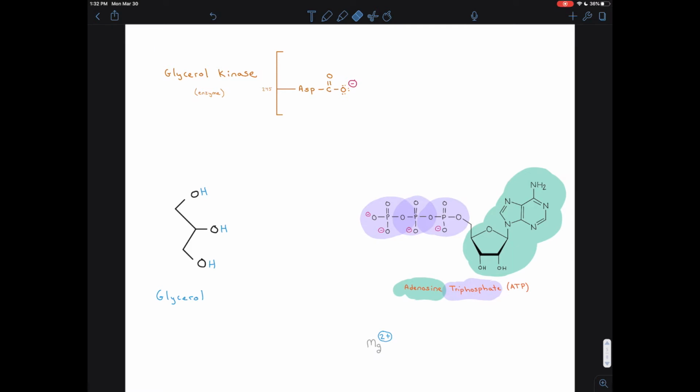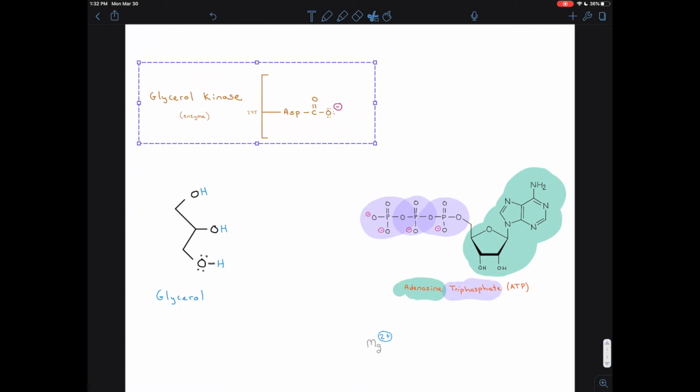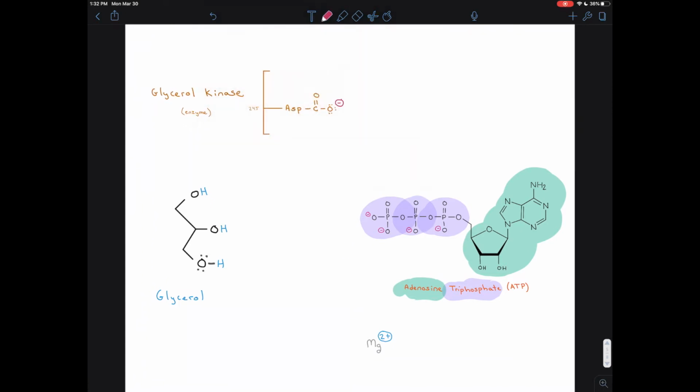And it's going to do that with a proton transfer. So I'm going to draw the bond out a little bit more explicitly. And I will also draw dots in there. Okay, so an aspartate, and it's going to be the 245th amino acid in the chain of this glycerol kinase. That aspartate is going to do a proton transfer. It's going to take the hydrogen off of that OH on glycerol.